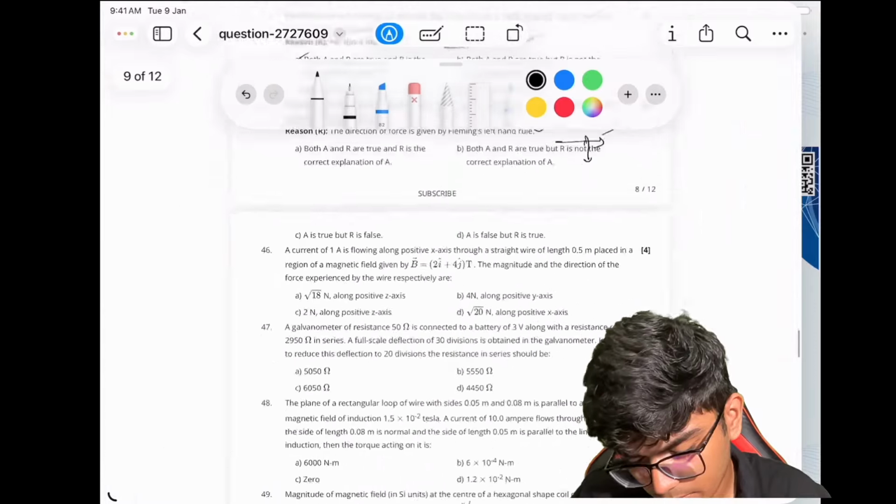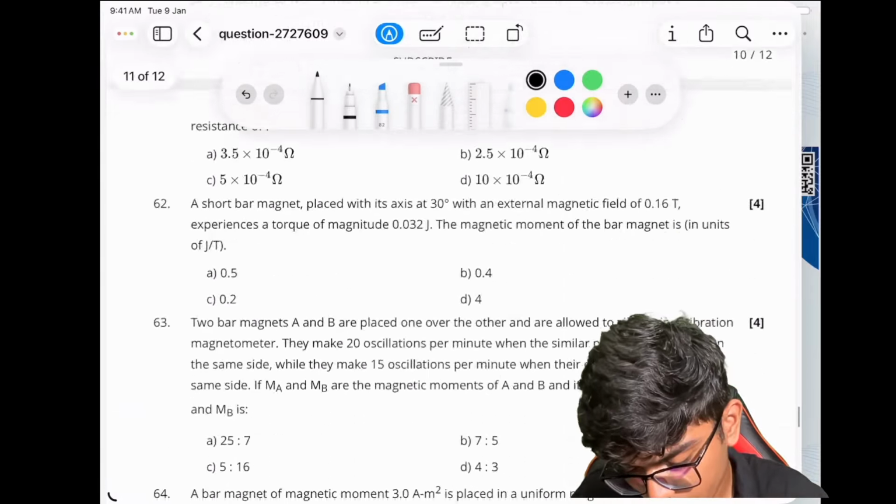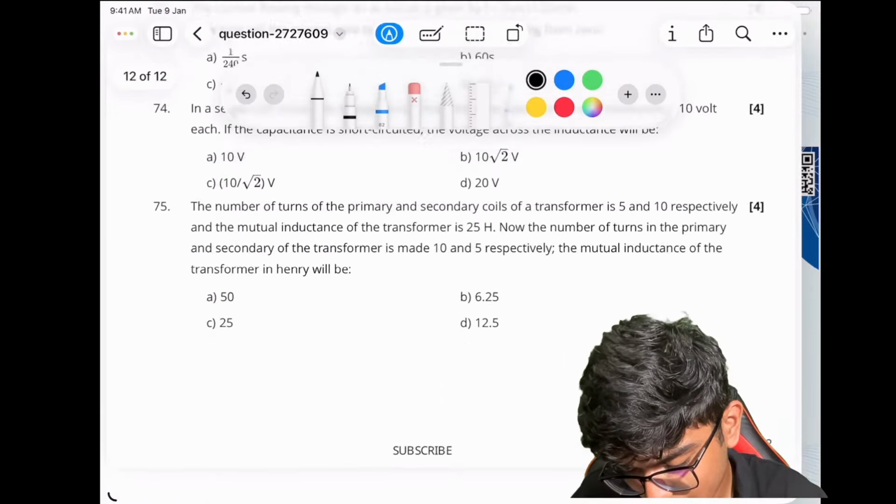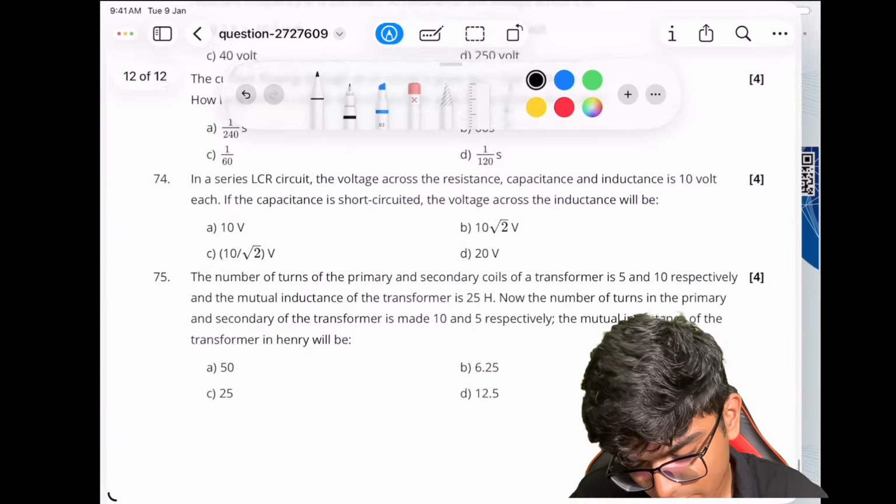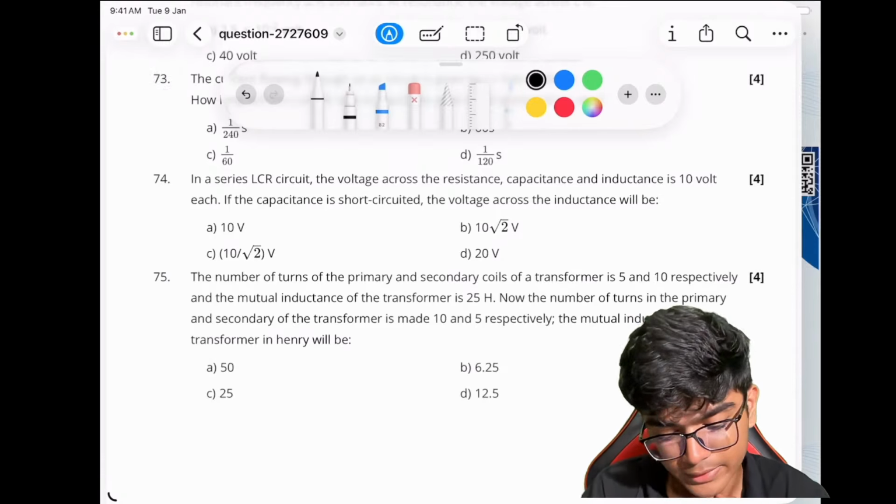46. We'll go a little bit back and then come upwards. Okay, fine. Because for a long time it seems like current electricity is coming.